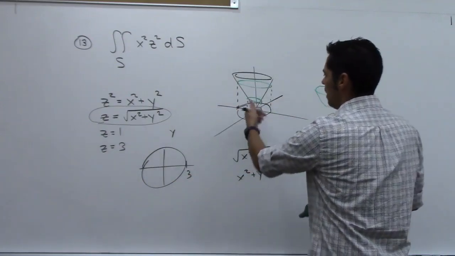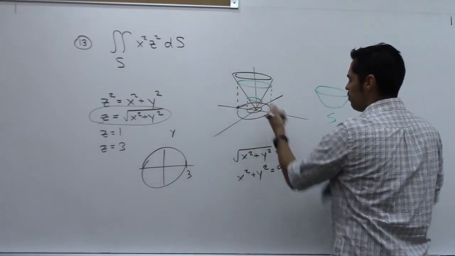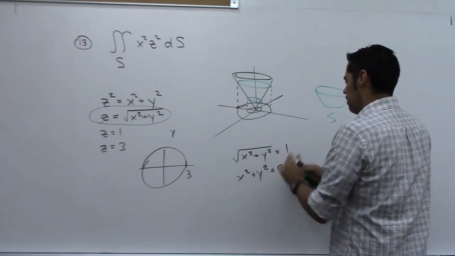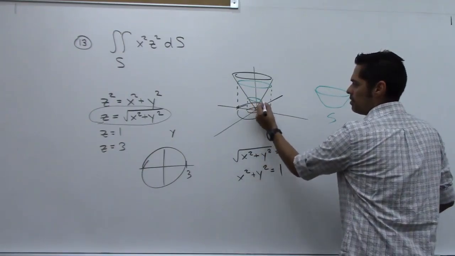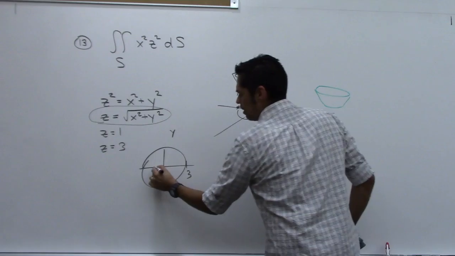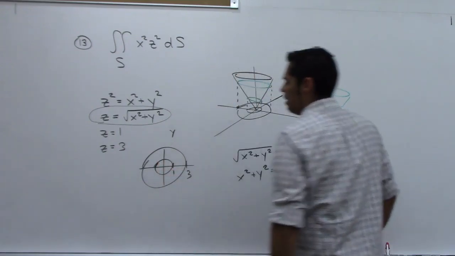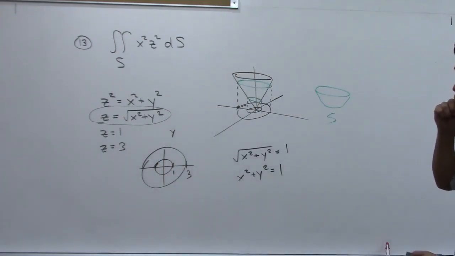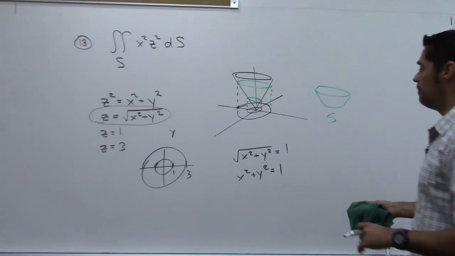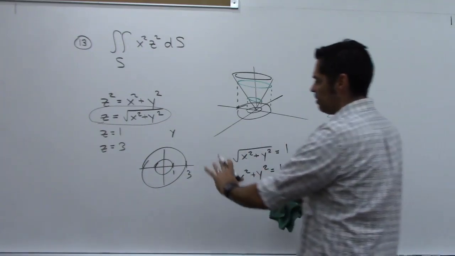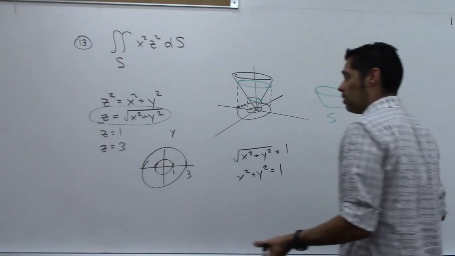And then if I do the same thing, where does it hit the plane z equals 1? I make a 1 here, square both sides, I get 1. So this would be a circle of radius 1. So the inner piece is 1 here. All right, but let's get down to business here. This is just setting up my restrictions, determining that I'm going to go to polar at some point.